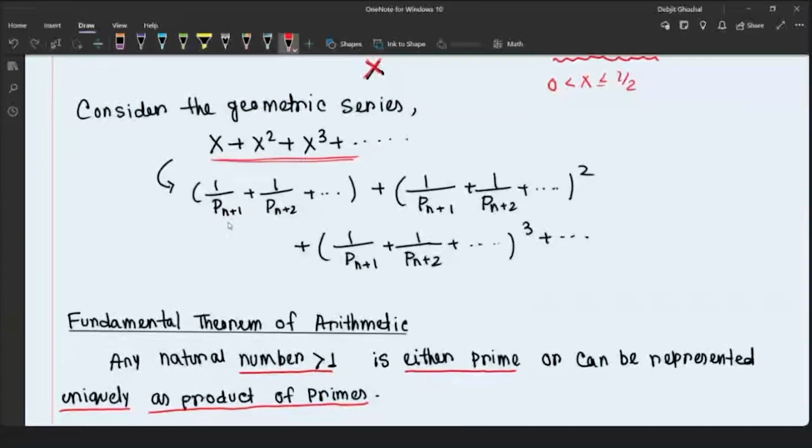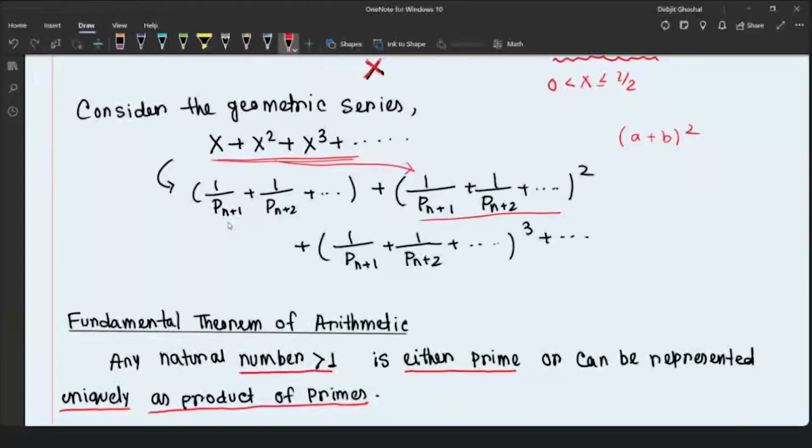I mean, how this series is defined. So what is x? x is 1 by p_{n+1} plus 1 by p_{n+2} plus and so on. What is x square? x square is nothing but the whole series squared. Now you ask how this square is defined. For any finite sum, a plus b whole square, we define it. But for an infinite sum, how is this defined? You can interpret this series square.